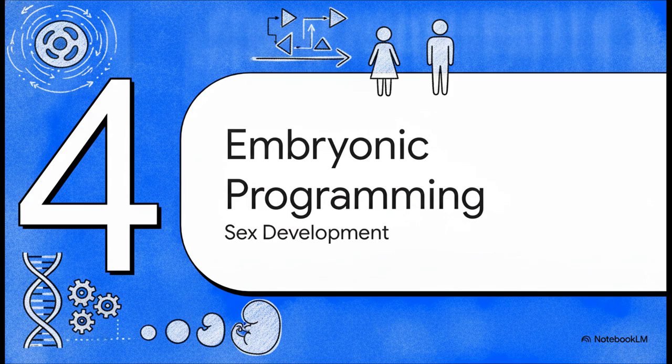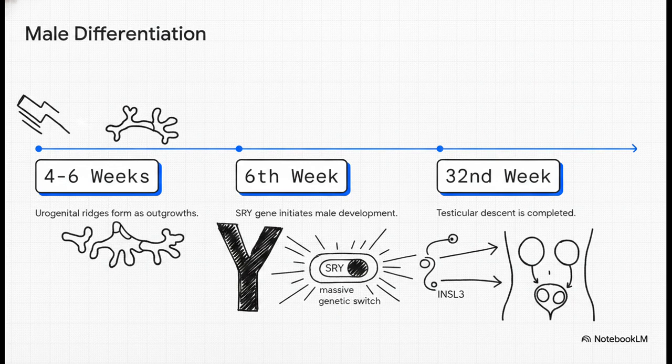Section 4, embryonic programming and sex development. This early developmental phase happens on a rapid and incredibly critical timeline. Between just 4 to 6 weeks of gestation, the initial urogenital ridges form. Right around the 6th week, if a Y chromosome is present in the mix, a massive genetic switch gets flipped. The SRY gene kicks in and initiates the male developmental pathways.